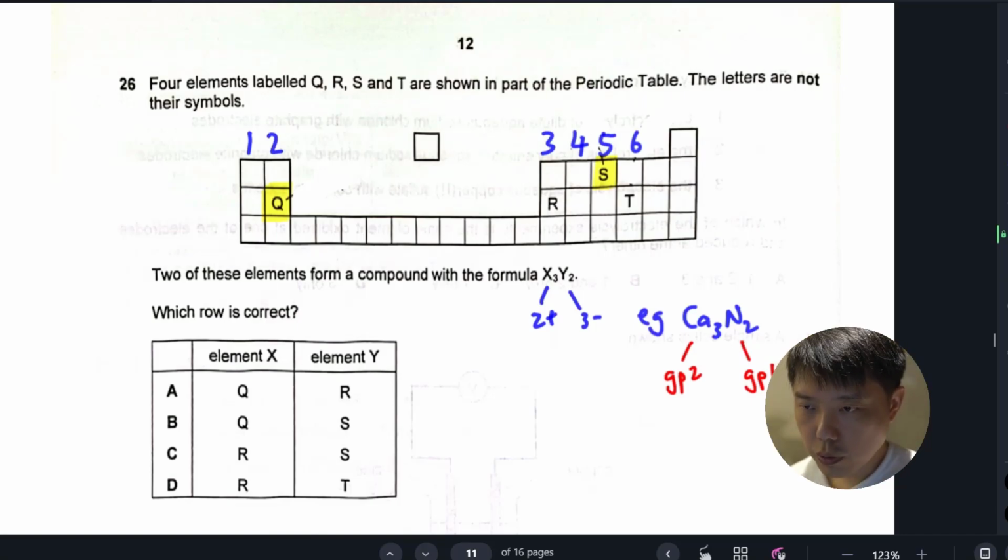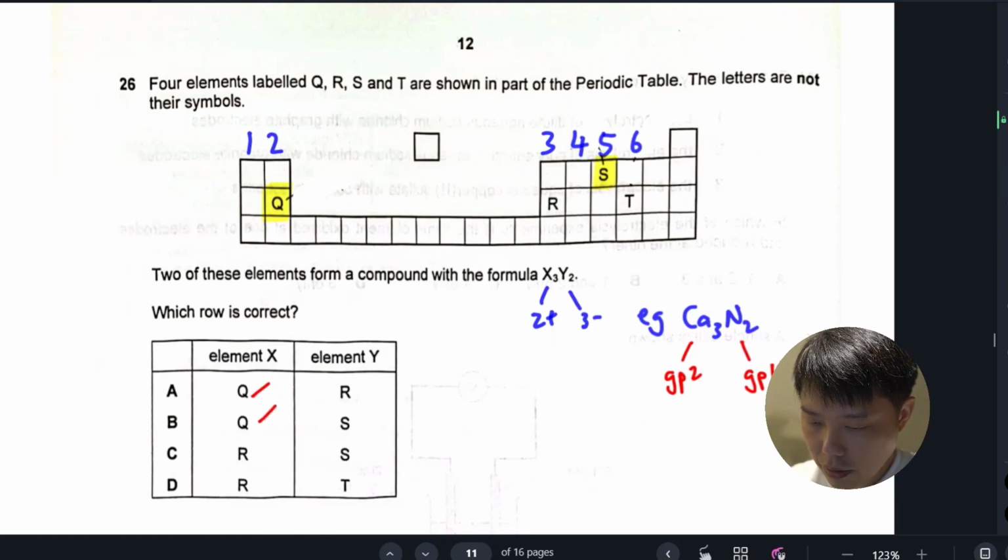Alright, so for question 26, we have 4 elements Q, R, S, T. Letters are not their symbols, yes. By the way, I've taken the liberty to label the group number so that we roughly have an idea what these elements are. Two of these elements form a compound with the formula X3Y2. So when you do the crisscross method, you realize that X is going to be from group 2. So group 2, only Q is from group 2. So answer is only A and B.